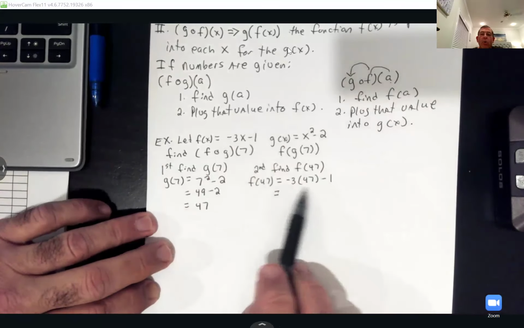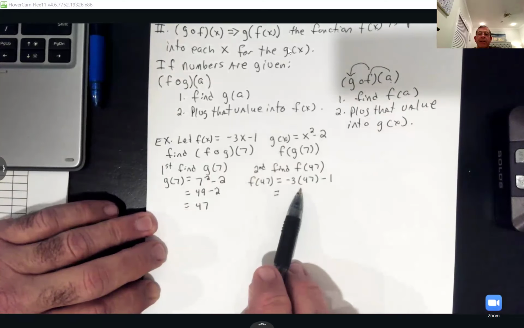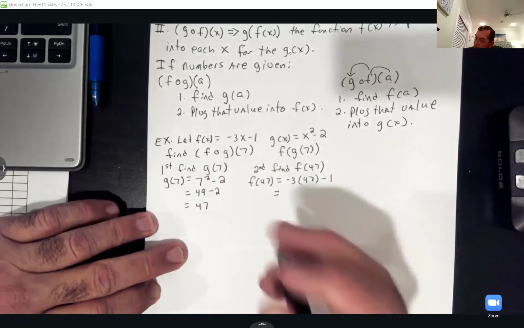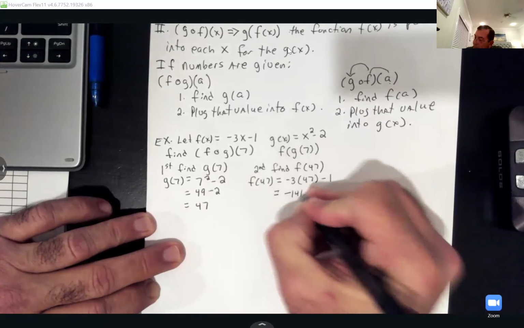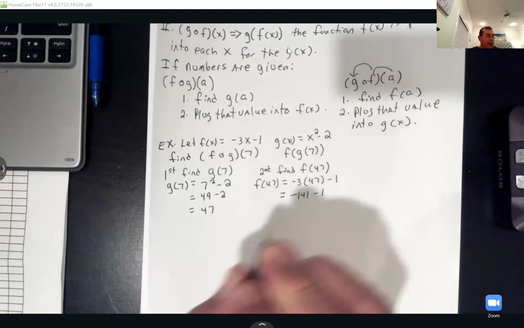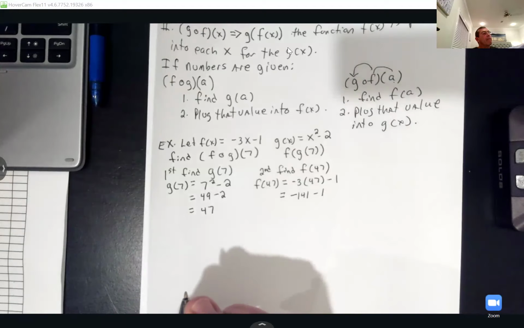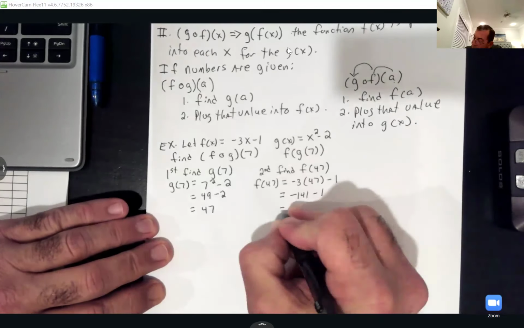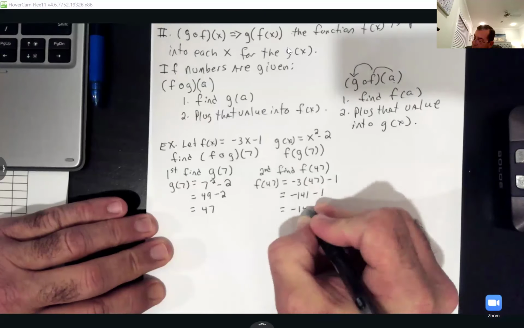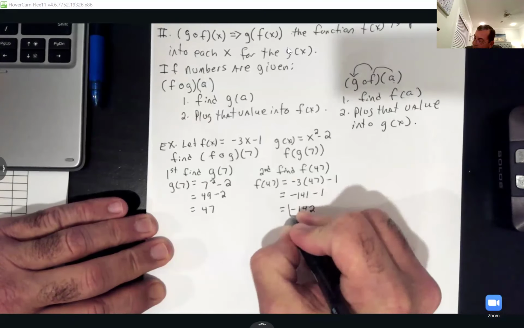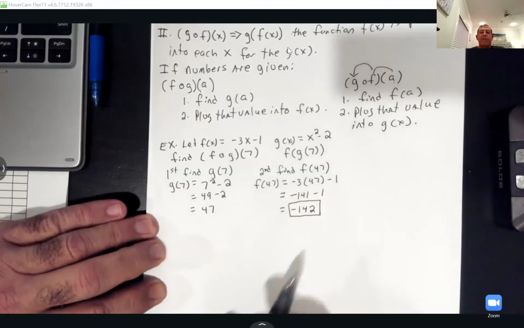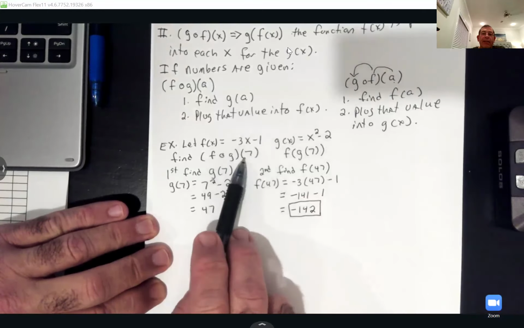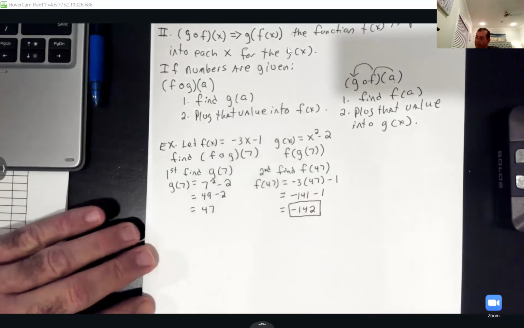All right, y'all, so order of operations here. Let's see. I think that's a negative 141 minus 1. And negative 141 minus 1 gives us a total of negative 142, which is our final answer. All right, so 7 into G, get that answer into the F, okay?